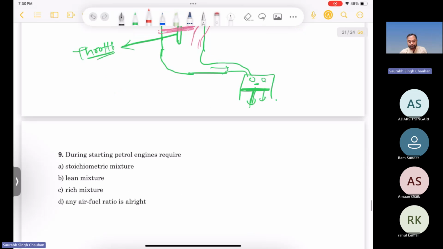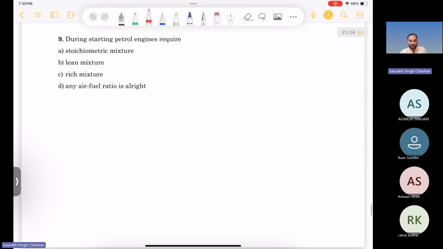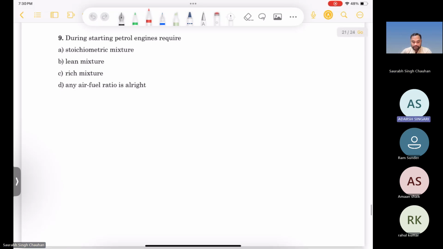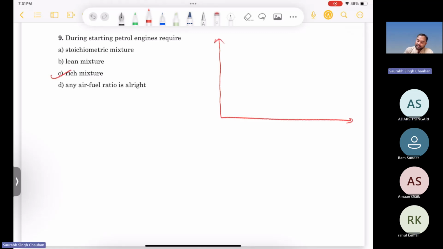Okay, so if it is clear, then we can move to question number 9. During the starting, a petrol engine requires rich fuel. Yes, rich fuel. So there was some diagram, I think you might have seen on this. This was the throttle requirement, right? And here it was throttle opening versus fuel air ratio, and it was something like this, right?